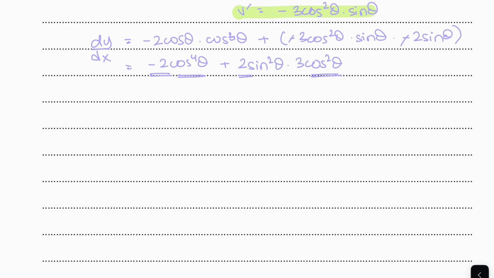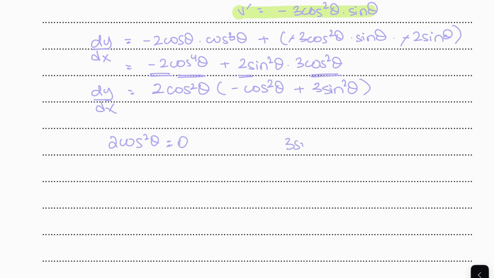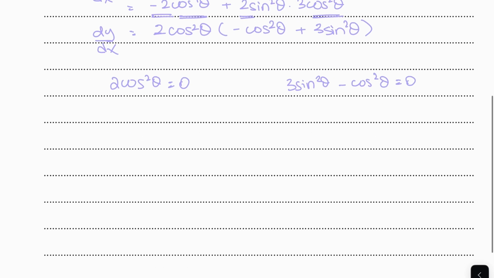So we will take positive 2 cos square theta common, and we will be left with minus cos square theta plus 3 sine square theta. And this is equal to dy over dx, but that is equal to 0. So we will have two answers now. 2 cos square theta is equal to 0 and 3 sine square theta minus cos square theta is equal to 0. So let's solve these now.